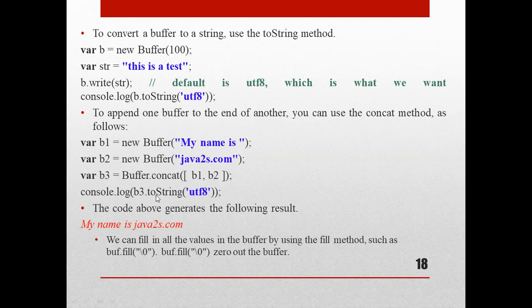Console dot log b3 dot toString. We are going to convert that buffer to a string using the encoding format, that is UTF encoding. So this code will give output by concatenating the two strings b1 and b2.